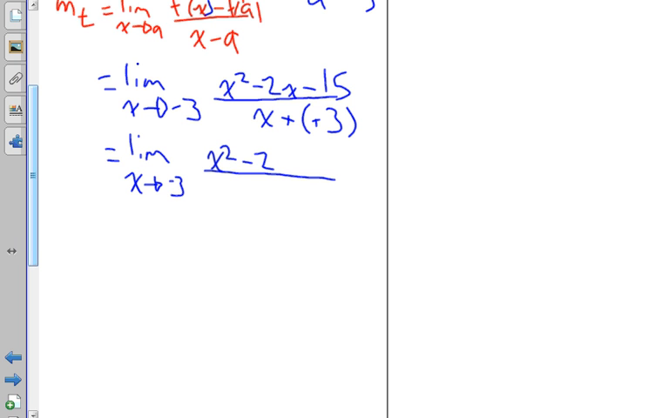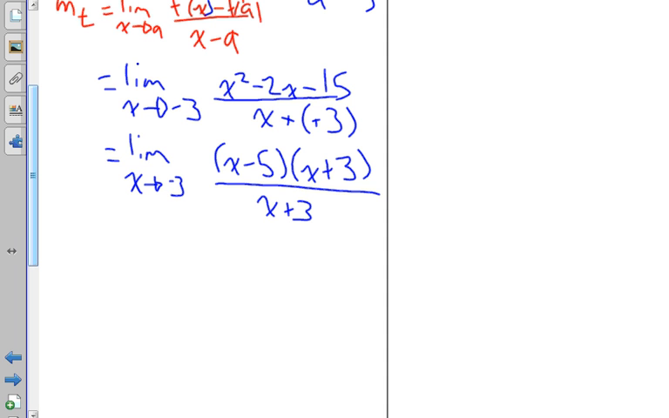Okay, so let's factor that then. Right? So we have x plus 3 on the bottom, and we have x squared minus 2x minus 15 on the top. And if we wanted to factor that, what would we get? Okay, good. Yeah. x minus 5, x plus 3. Did you guys get up to this point on your own? Yeah, okay, good. And then we can cancel. So we'll put the invisible brackets in there. And we're left with limit as x approaches -3, x minus 5, right?